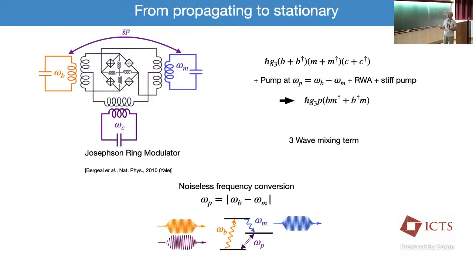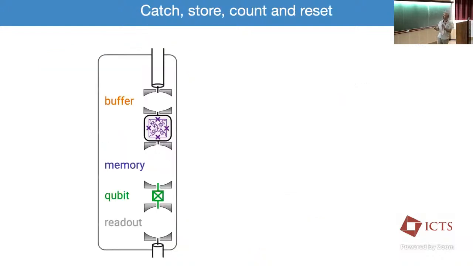So this is noiseless frequency conversion. We can also activate a two-mode squeezing Hamiltonian if we pump at the sum of frequencies, which we used to demonstrate a quantum advantage in radar, but this is not the topic of the talk. And so, okay, let me schematize the setup like this.